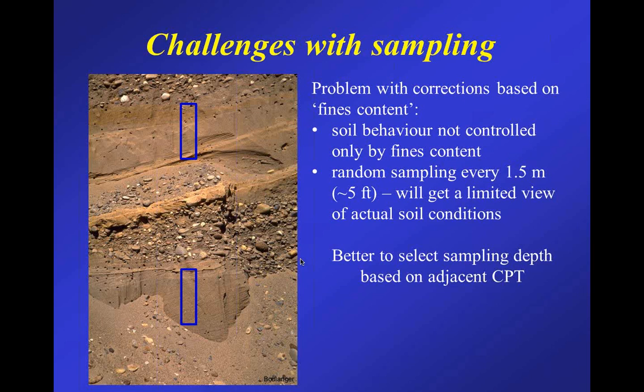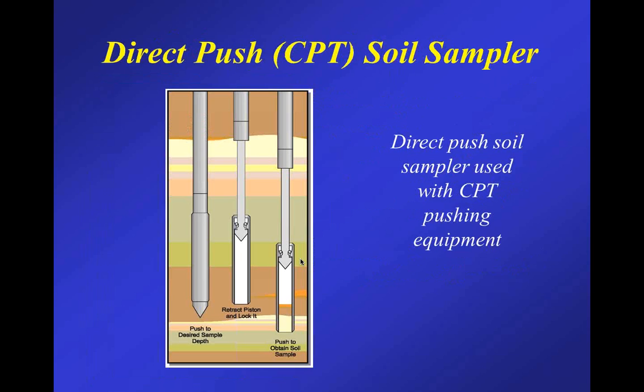If you are going to sample, you're better to select the sampling depth based on an adjacent CPT and then use something like these simple push-in samplers to get a small disturbed sample that's perfectly adequate to determine things like grain size distribution, fines content, and Atterberg limits on the finer grain soils.